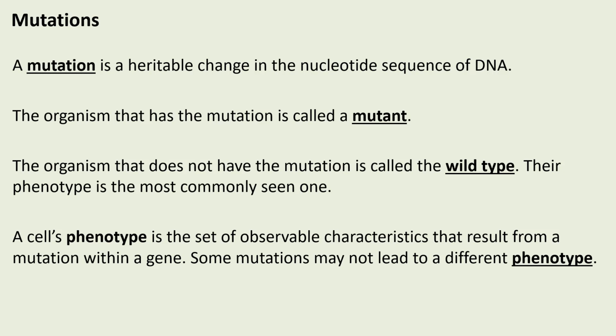Maybe the bacteria grows under different conditions, or it has a different color, or it might just require different nutrients to grow, etc. So these are just a few examples of different phenotypes. Phenotypes are something that we can see visibly and are usually based on the protein level. Now, some mutations may not lead to a different phenotype than that is expressed normally by the wild-type bacteria.